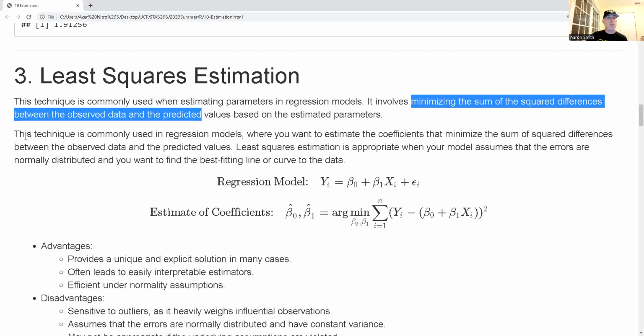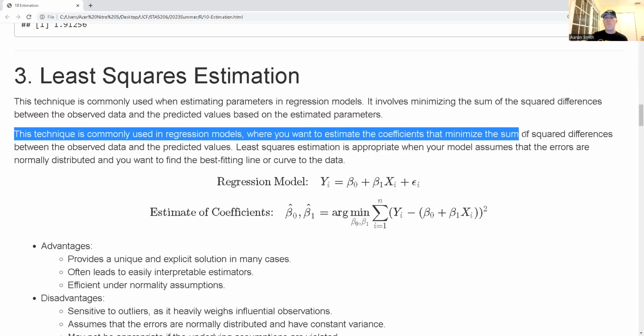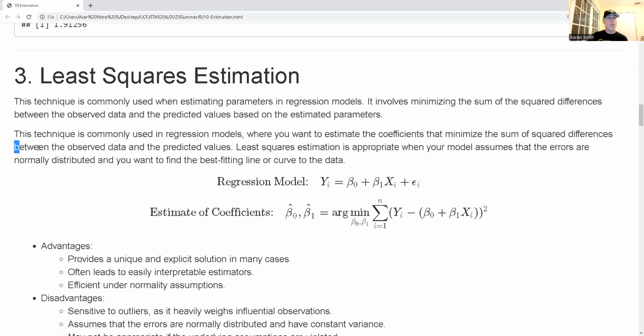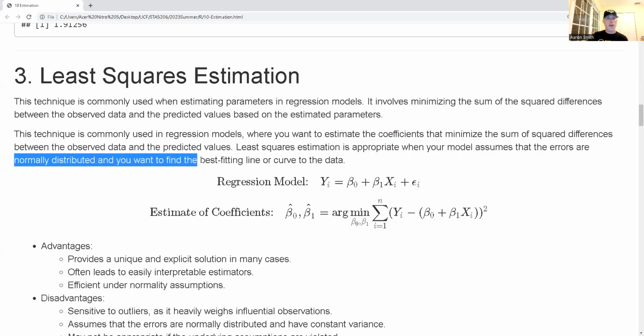This technique is commonly used in regression models where you want to estimate the coefficients that minimize the sum of squared differences between the observed data and the predicted values. Least squares estimation is appropriate when your model assumes that the errors are normally distributed and you want to find the best fitting line or curve to the data.